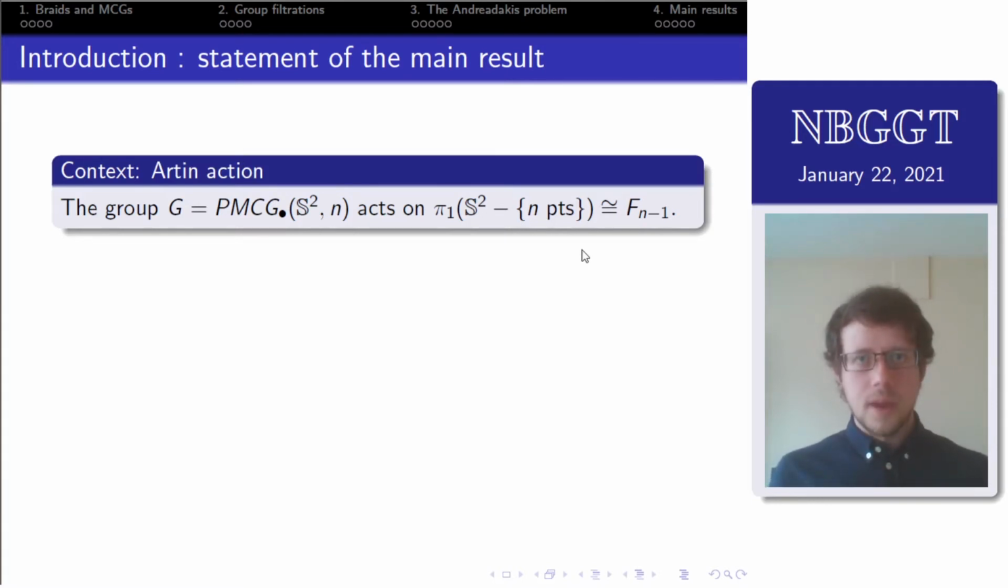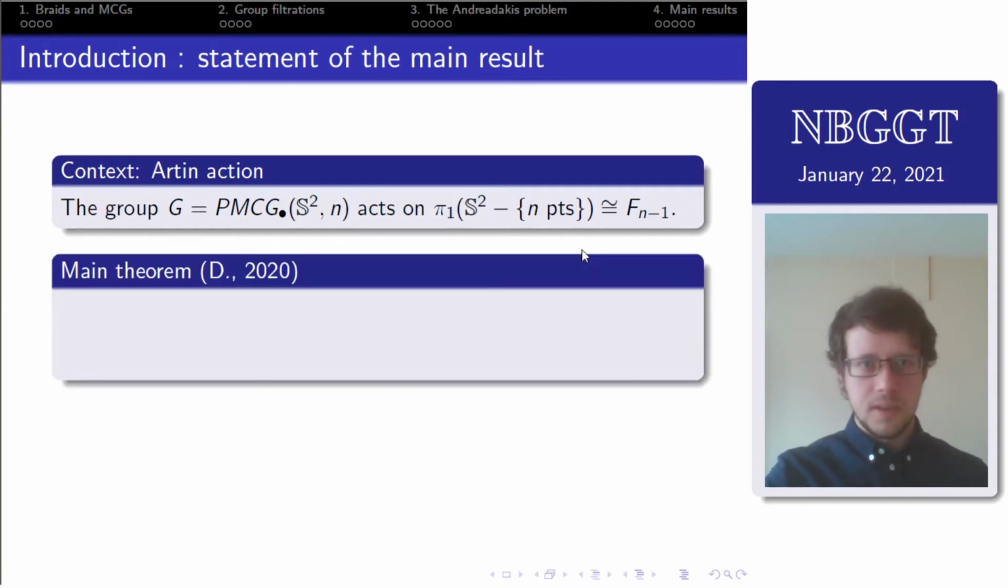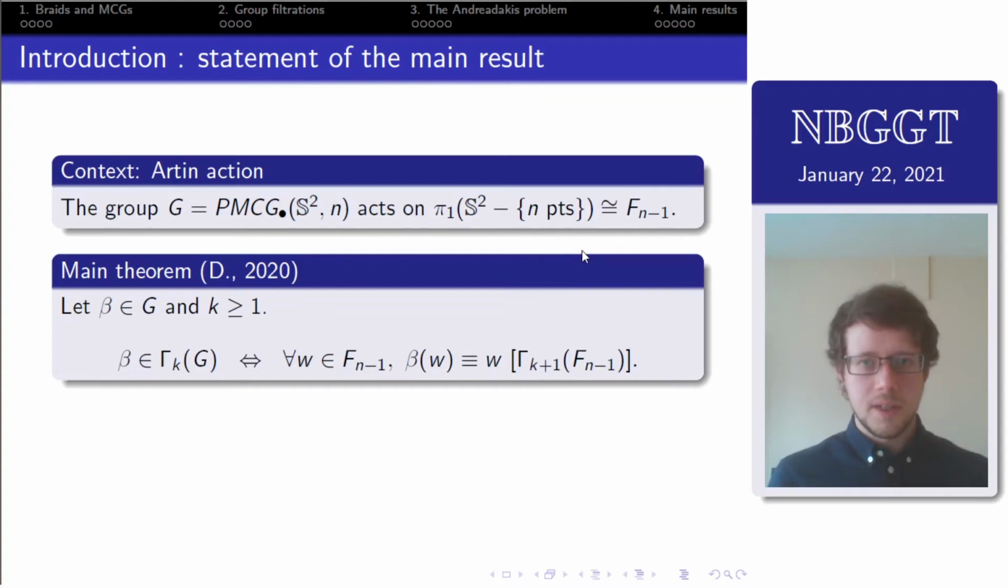This is all the context I need to state my main result. So let me give you this main result. Here it is. If I take beta an element in my group and k an integer greater than 1, then beta is in the kth term of the lower central series of this group here, if and only if it satisfies this condition on the right, saying that it acts trivially modulo this k+1th term of the lower central series of the free group.